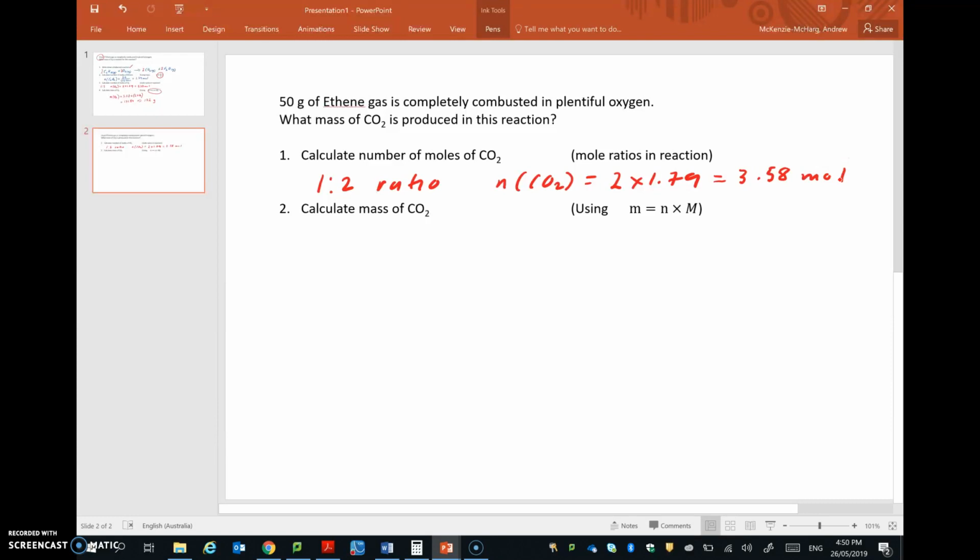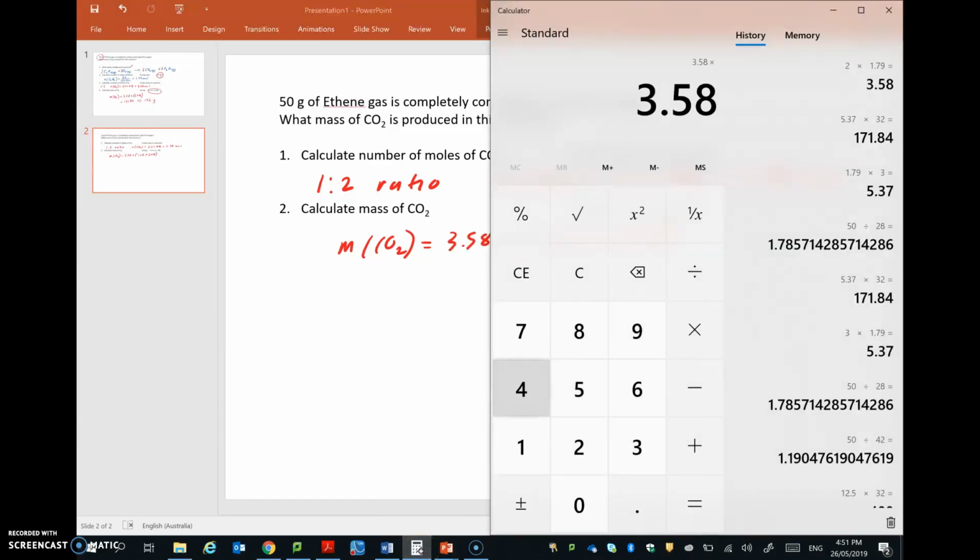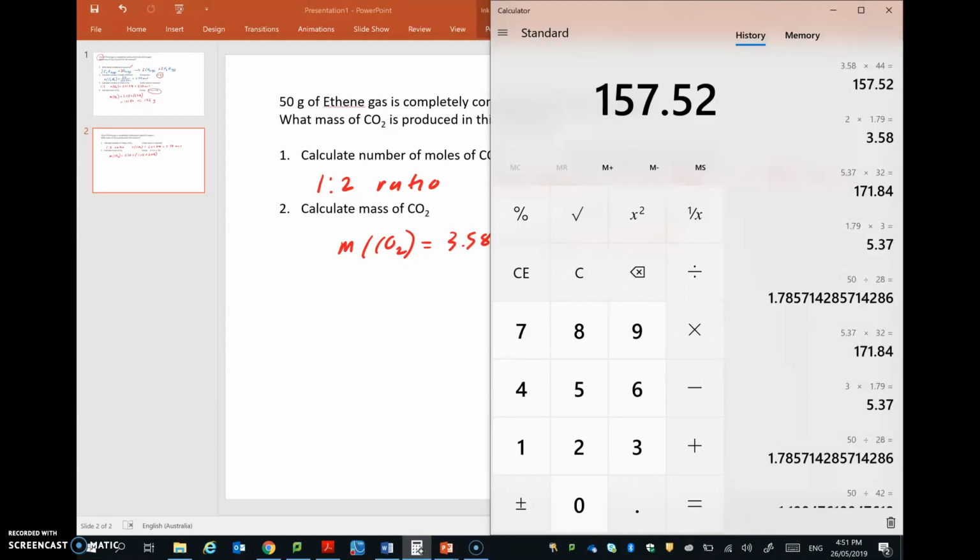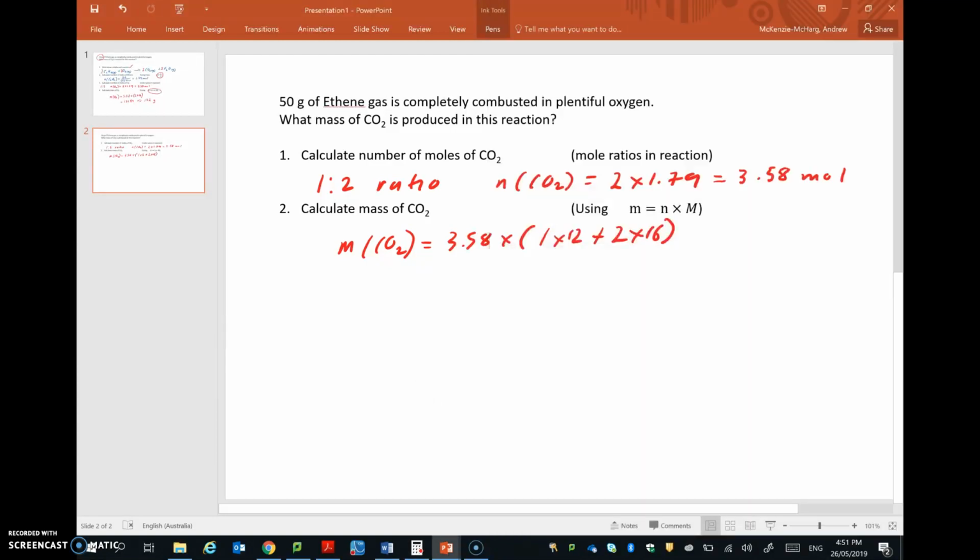Okay, so now that we've got the number of moles of CO2, we can calculate the mass. We've got 3.58 times, okay, 1 lot of carbon, which is 12 each, plus 2 lots of oxygen at 16 each. So what's that? 32 and 12 makes 44. So 3.58 by 44, 157.52 grams. Three significant figures.